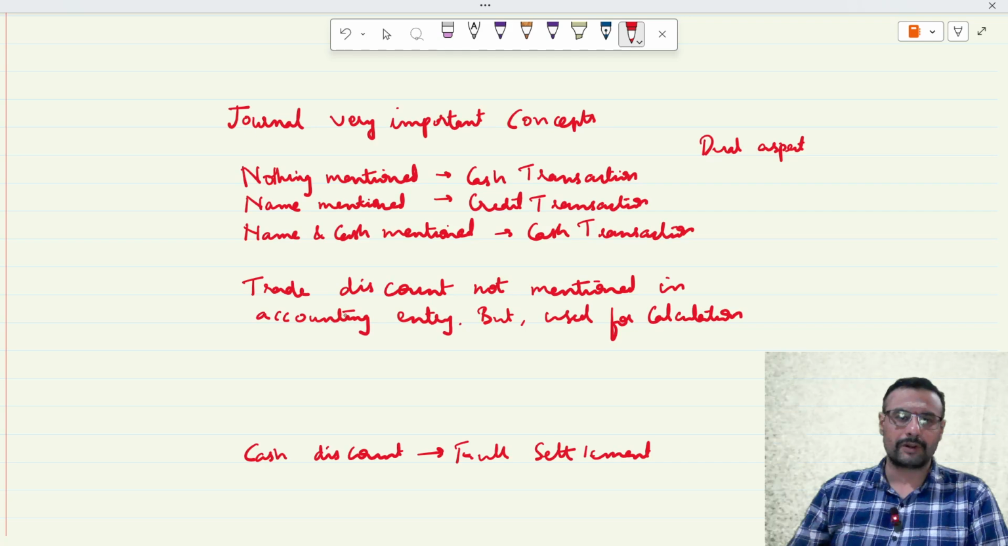Now some of the important things are: if nothing is mentioned in the transaction, it is a cash transaction. If a name has been mentioned, then it is a credit transaction, and if name and cash are mentioned, then it is a cash transaction.